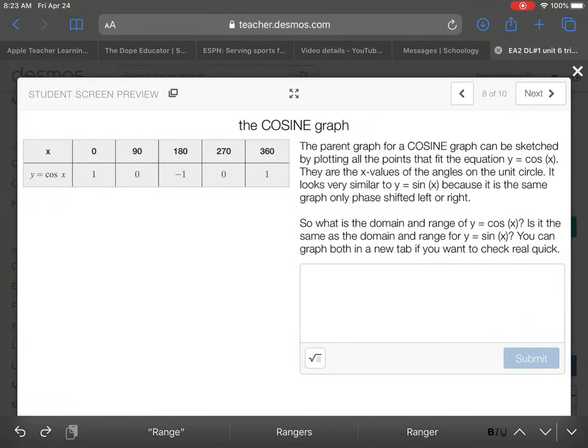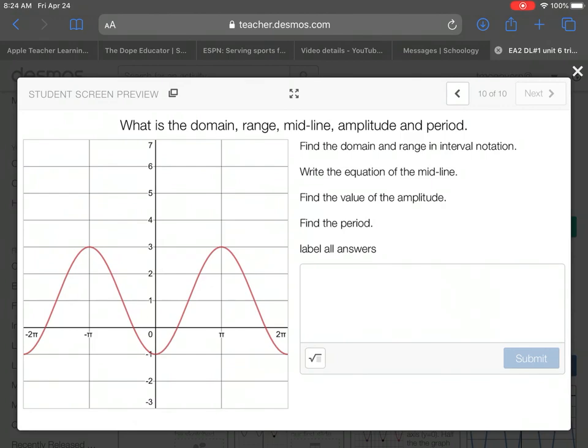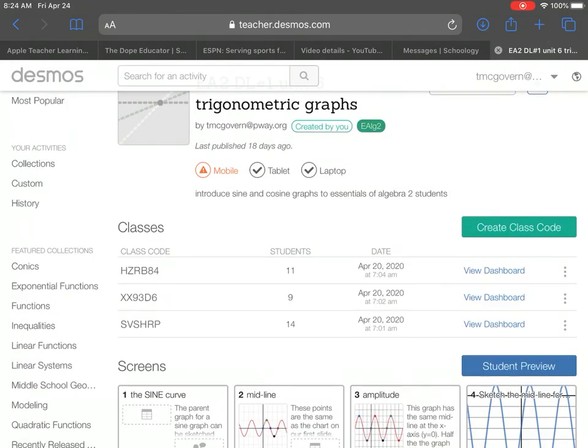All right, here I'm just showing you what cosine is and then asking you what the domain and range of cosine would be. And then you're starting to fill in some blanks. So let's try to do these problems and see if you have any success.